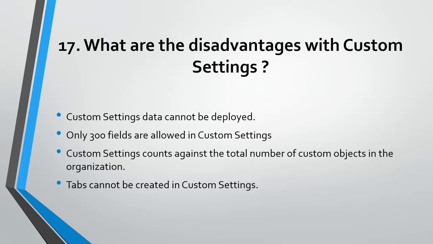What are the disadvantages with custom settings? Custom settings data cannot be deployable. So we cannot deploy the custom setting. We can only deploy the structure of the table. Only 300 fields are allowed in custom settings. Custom settings count against the total number of custom objects in the organization. And tabs cannot be created in custom settings.